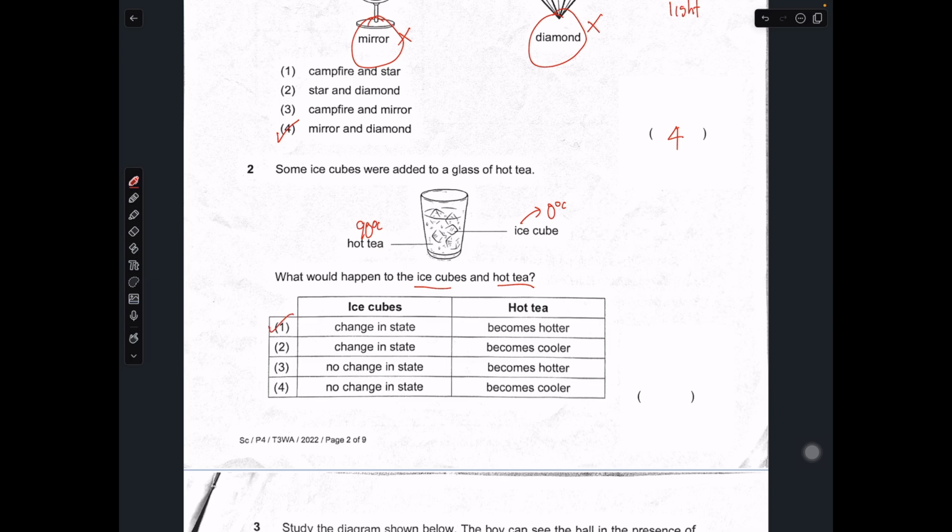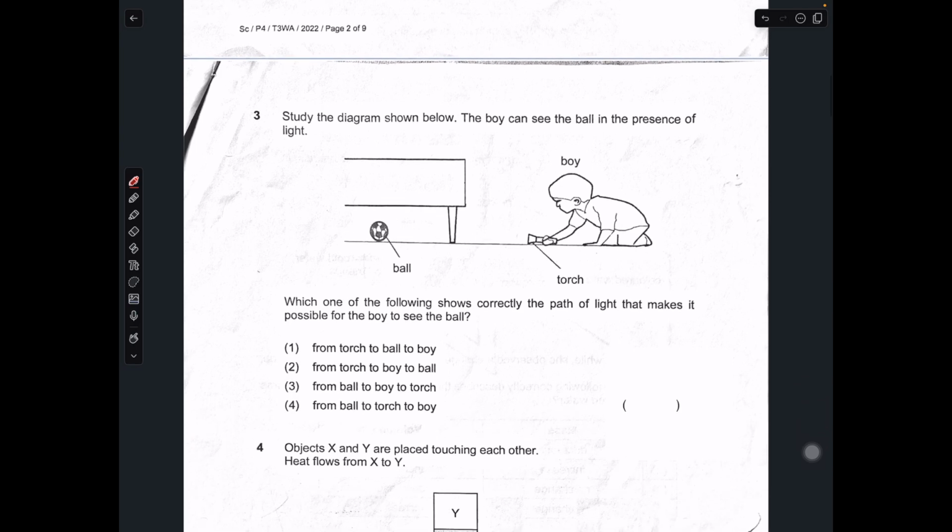So there will be a change of state, because the ice cube melt. So 3 and 4 is wrong, so left with 1 and 2. The ice cube actually gain heat from the hot tea, while the hot tea lose heat to the ice cube, so it will become cooler.